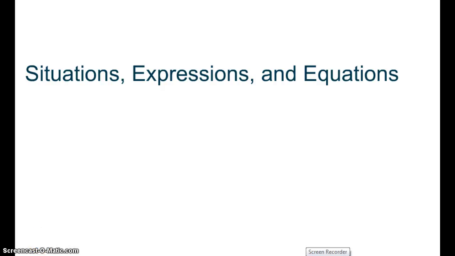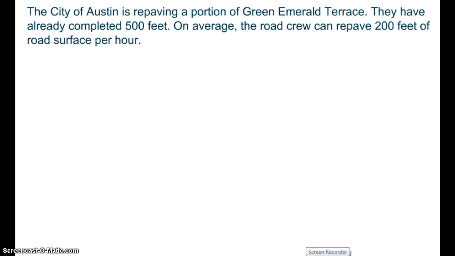Situations, expressions, and equations. I want you to write down this situation. The city of Austin is repaving a portion of Green Emerald Terrace. They have already completed 500 feet. On average, the road crew can repave 200 feet of road surface per hour.